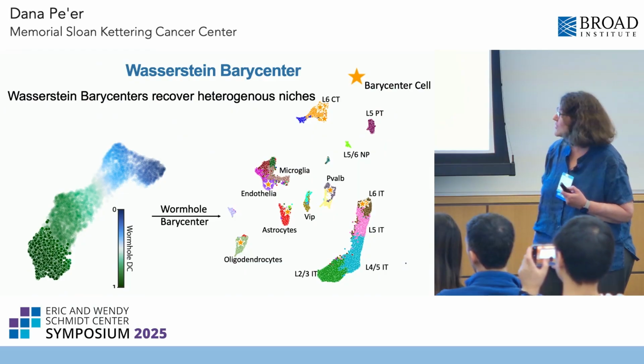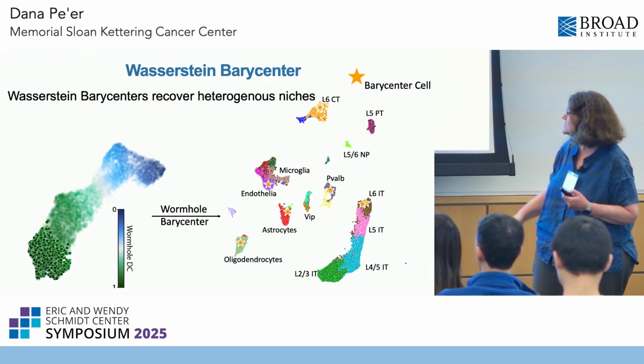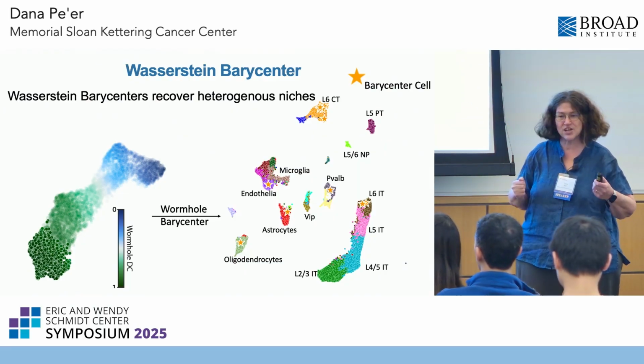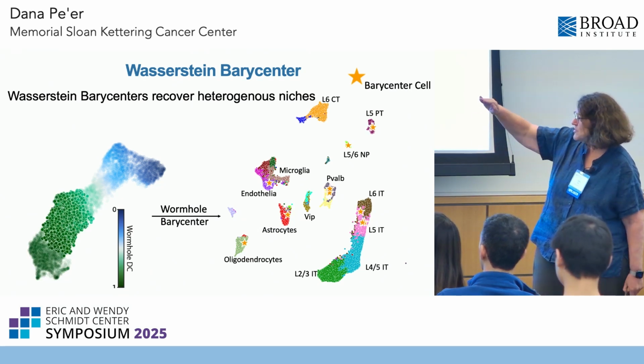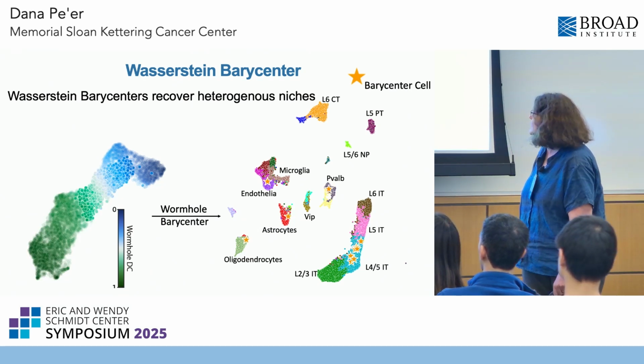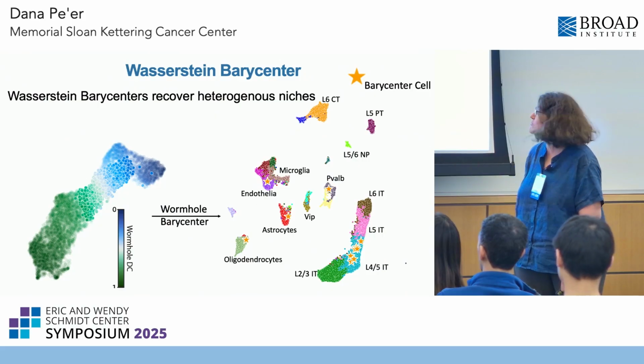Now we can look for these archetypical niches, looking at barycenters, and see how things change in terms of neighbors as you go up through the cortical depth. And you can see that things shift around, the neighbors shift around.